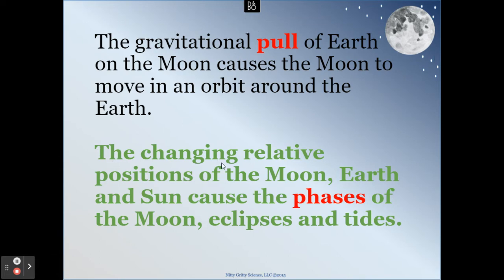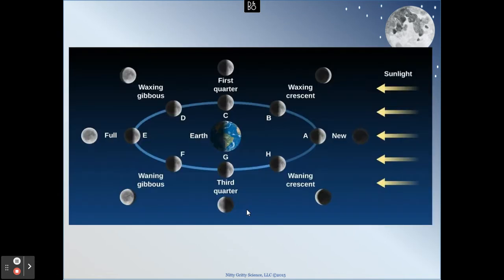So the changing relative positions of the moon, the earth, and the sun. So all this is saying is that based on where the positions of the earth, moon, and sun are, it causes the phases of the moon. It also causes eclipses and tides. So in this picture here, we have the sunlight that's over here. And based on where the moon is in its orbit, our position on Earth, we are going to see a different phase of the moon, and it's just going to be continuous.